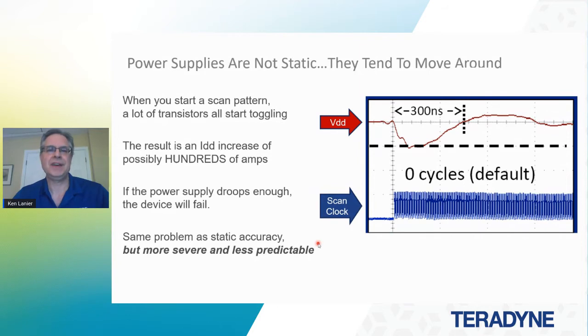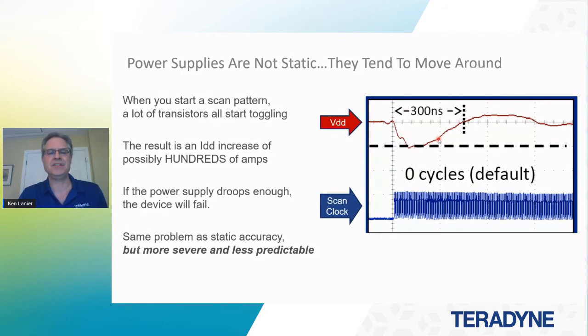Well, there's a second problem, is that the power supplies are not static. They tend to move around. And that's because the amount of power the device draws will simply vary based on what it's doing. So if you were to start a scan pattern, pretty simply what happens is if you start flipping all these transistors at once, the power supply, the IDD is going to have a certain inrush, and the resultant VDD will go down slightly. So this inrush, depending on the device, it can be hundreds of amps. And if the power supply droops enough, even if it's momentary, the device can fail.